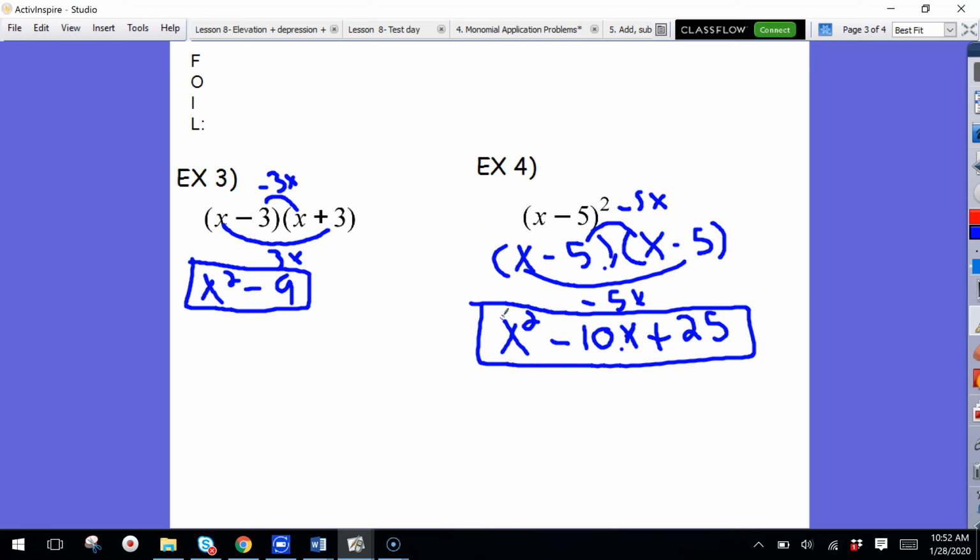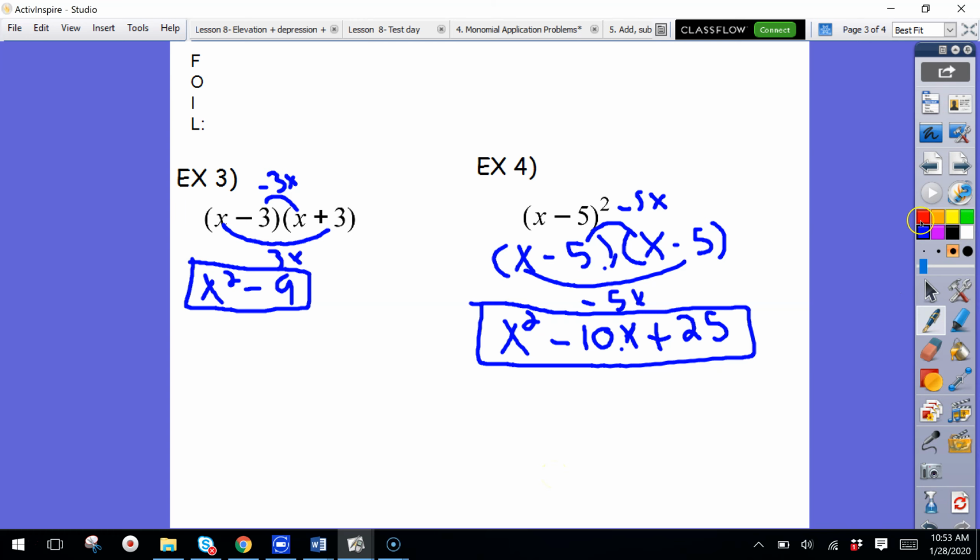There is a shortcut way to get from here to here. If you notice, x times x is just x squared, so you just square the first. And in order to get your last, you square the last, so negative 5 squared is positive 25. In order to get the middle term, I just multiplied x and negative 5 twice and combined them. So x times negative 5 is negative 5x, and if you multiply that by 2, you get negative 10x. So that's the shortcut, and I'll just write what the rule is.